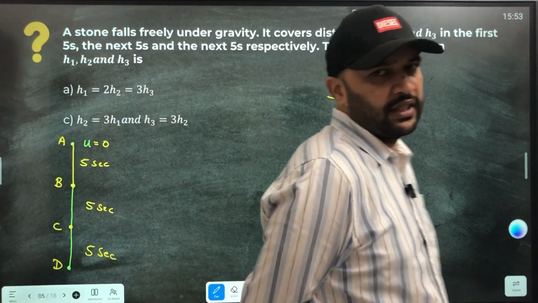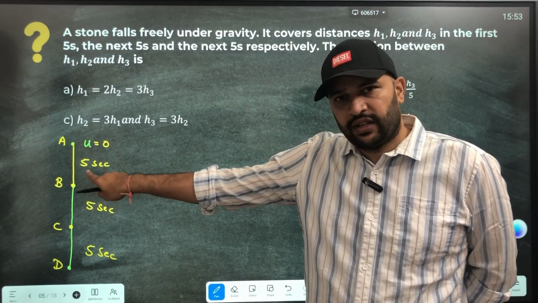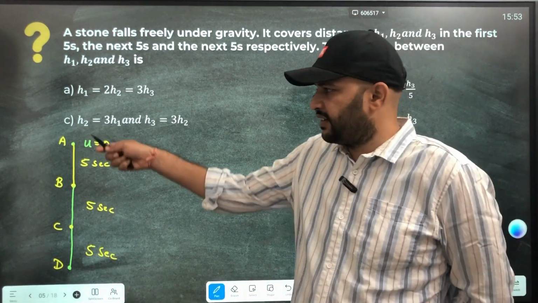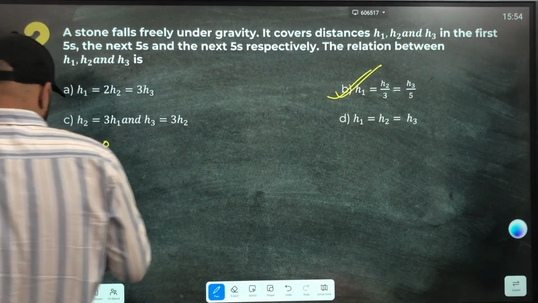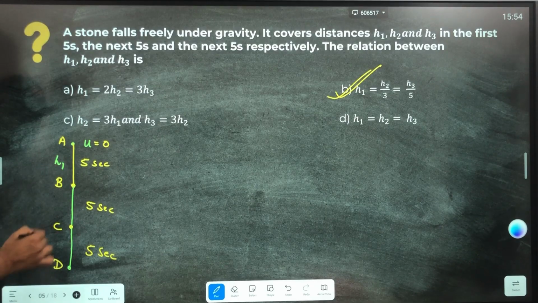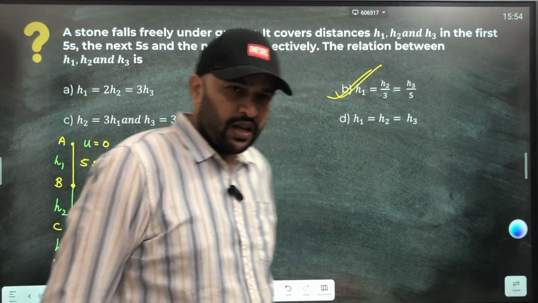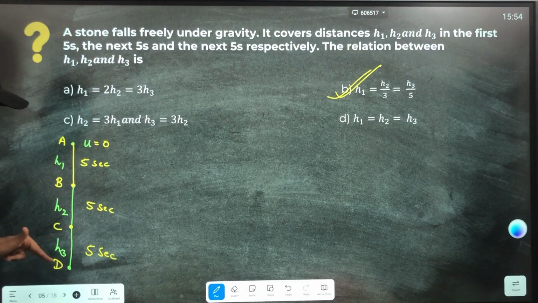By now the things are clear. A stone is released from point A. It is going from A to B in 5 seconds, B to C in 5 seconds, and C to D in 5 seconds. Each 5 seconds, it is traveling this much. We don't know how much it is. We will figure it out, right? Let us assume that from A to B, the height is h1. B to C height is h2. C to D height is h3. We have to find a relation between h1, h2, and h3. Clear? Okay. Be very careful. The height from A to C is h1 plus h2. Height from B to D is h2 plus h3, or A to D is h1 plus h2 plus h3.